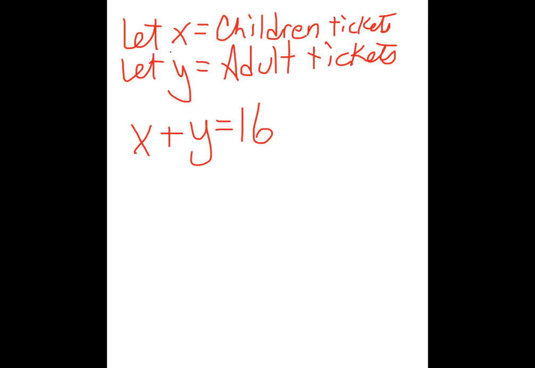So I have children as X. So that means 6X if each child ticket was $6, and then $9 for every adult ticket. So that would be 9Y. And she spent a total of $129. So there's the equations that you would use to solve number 2.